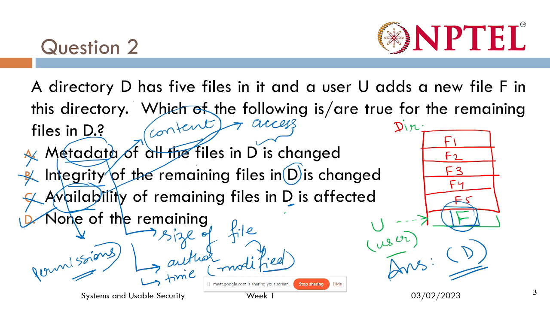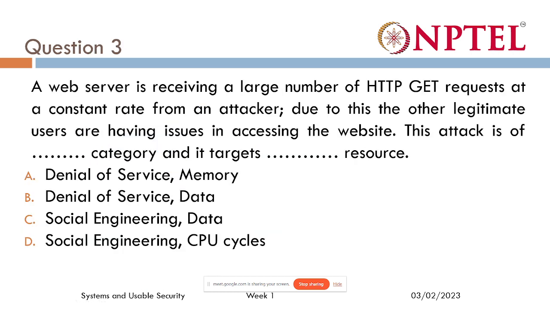Why does integrity remain unchanged? Because there is no modification of the data. And availability is also unchanged because no one is gaining unauthorized access or illegal access. As you have seen the definition of integrity and availability also. So the option is D, correct option. So moving on to the next question.